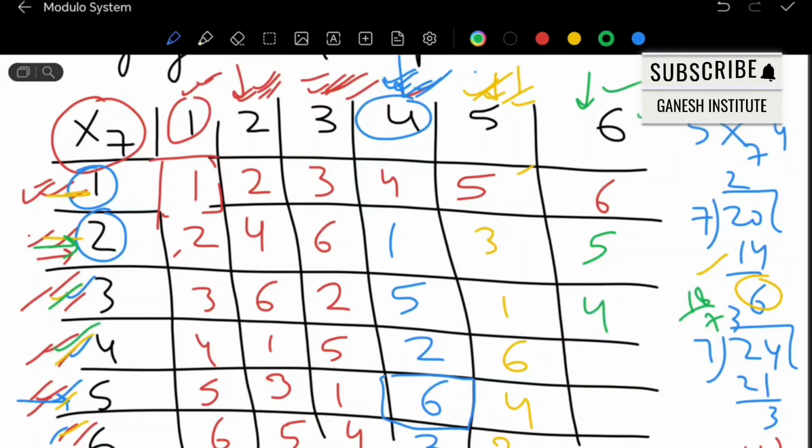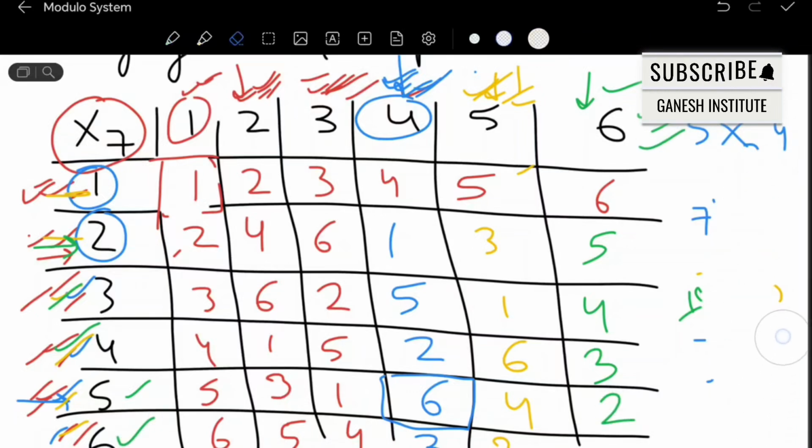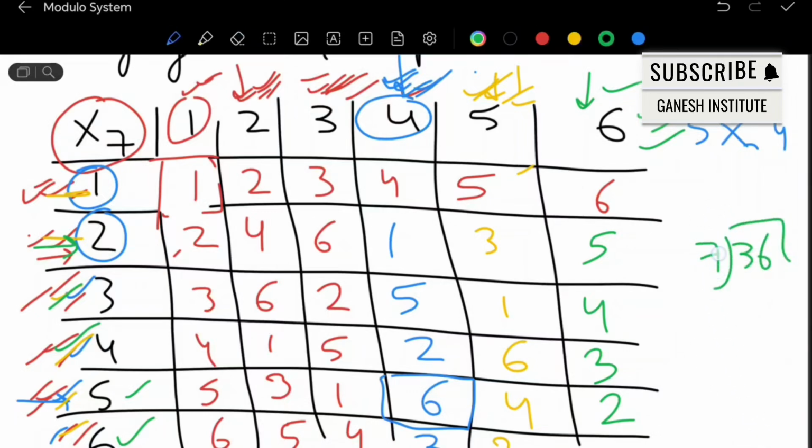4 times 6, 24. The remainder is 3. 5 6s are 30. 7 4s are 28. 2 is the remainder. 6 6s are 36. If you have 36, see it again. So 6 6s are 36 and you divide it by 7. 7 5s are 35. The remainder is 1. So we got our table here.